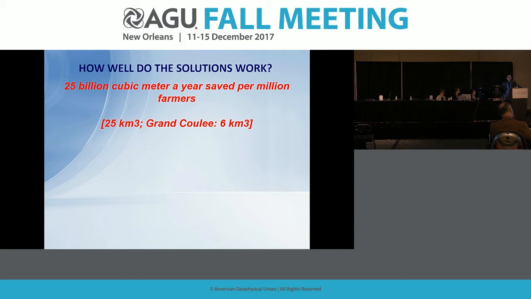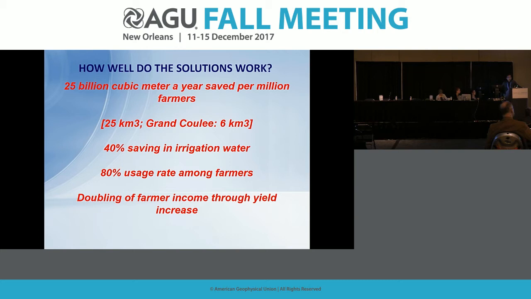We also noticed that you get approximately 40% saving in irrigation water by avoiding those situations where you don't really need to flood the crops with flood irrigation when the crops really have enough from the rain. And surprisingly, 80% of the farmers are responding to it. And the most important thing when it comes to money matters is, you know, why should they be using this?